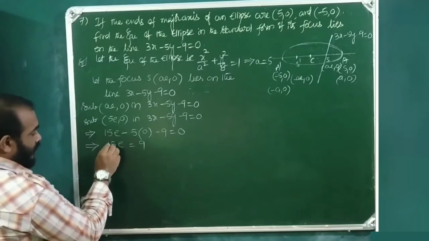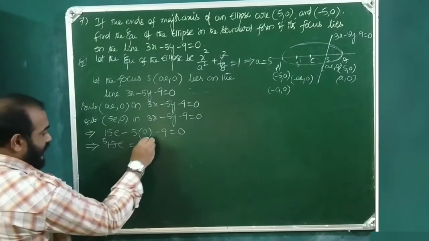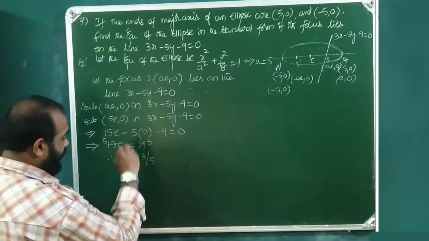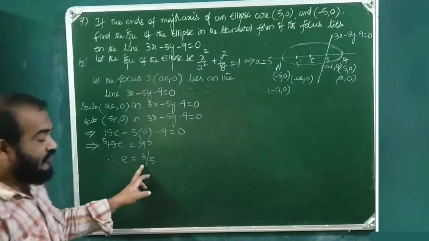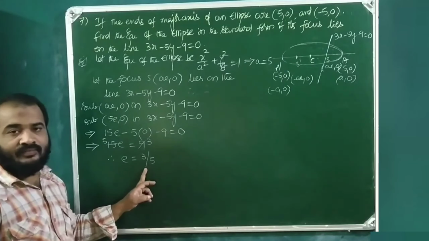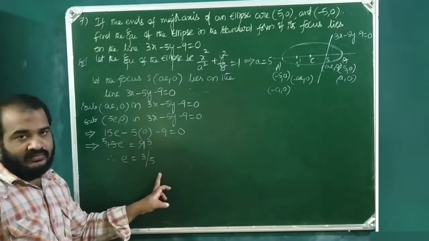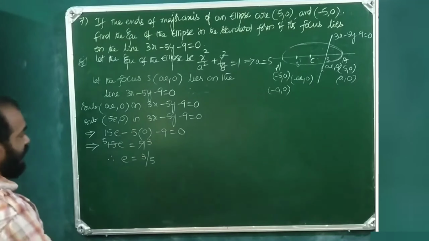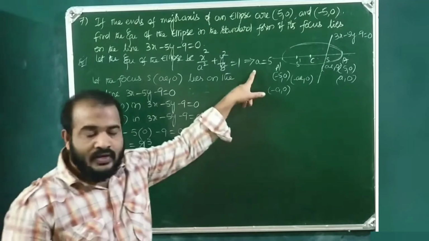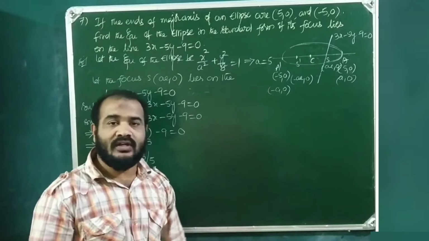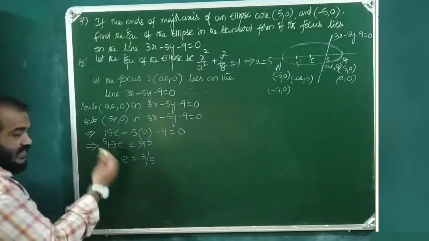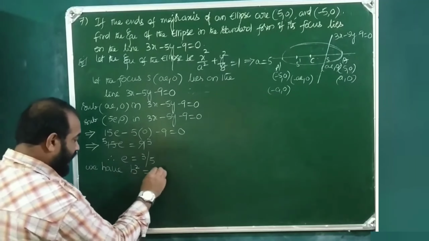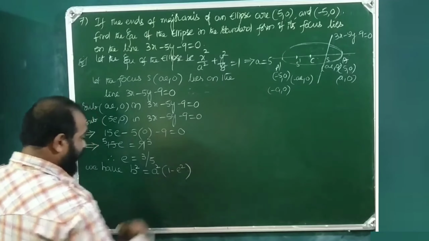So 3 fives, 3 threes. Therefore the value of e is 3 by 5. So this is 0.6, which is between 0 and 1, so less than 1. Therefore this is the eccentricity of this ellipse. We have e, we have a, so it is easy for us to find the remaining b. It is connected by the relation b square equals a square into 1 minus e square.